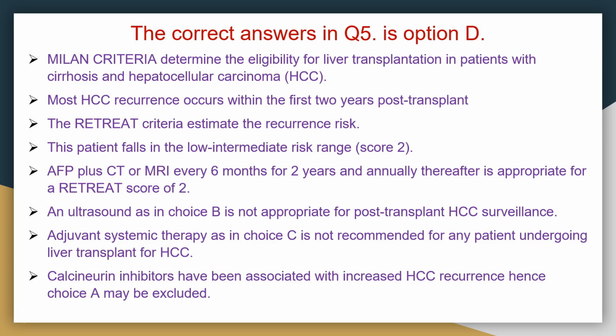An ultrasound as in choice B is not appropriate for post-transplant HCC surveillance. Adjuvant systemic therapy as in choice C is not recommended for any patient undergoing liver transplant for HCC. On the other hand, calcineurin inhibitors have been associated with increased HCC recurrence, hence choice A may be excluded.